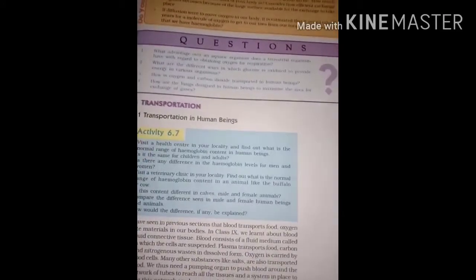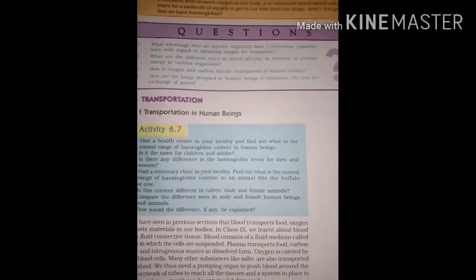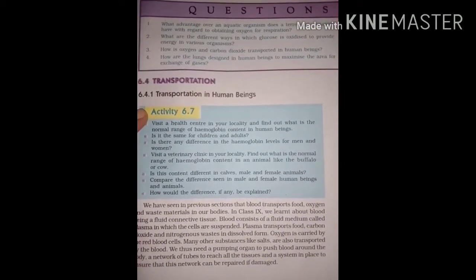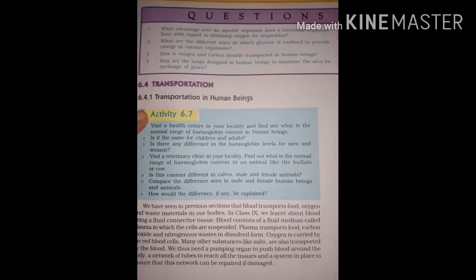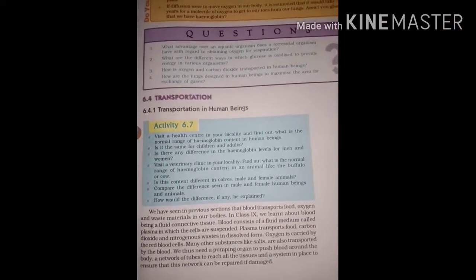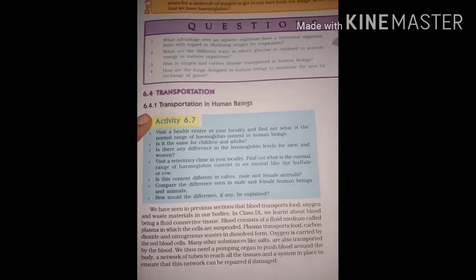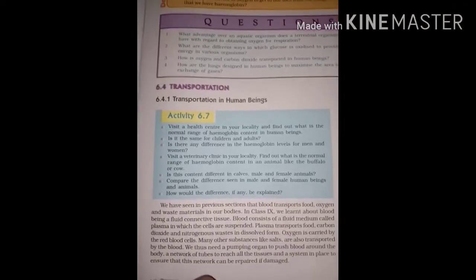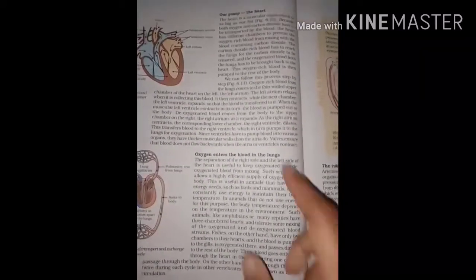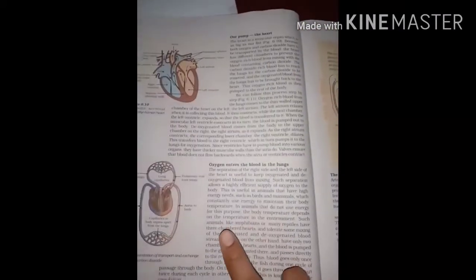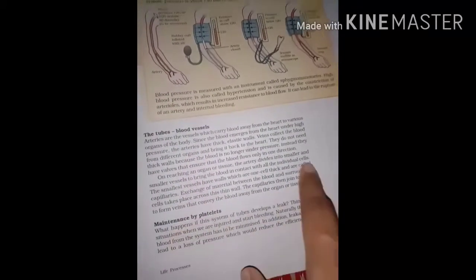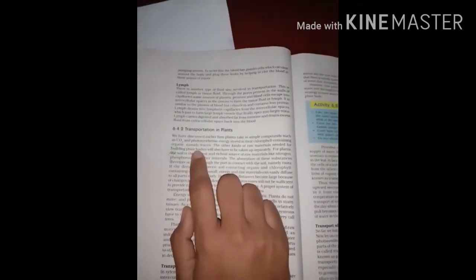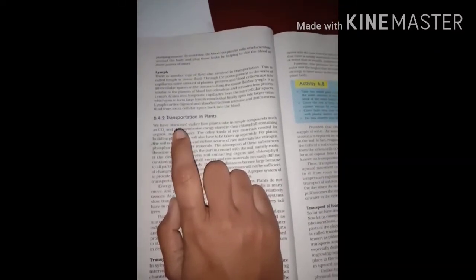Then what is transportation? What are the components involved in transportation in human beings? They will ask for 2 marks or they will ask for 3 marks also. So what are the components involved in the transportation system in human beings? Yes, you know, the heart, then the blood vessels, and then platelets and the lymph. So these are the components involved in transportation in human beings, right?